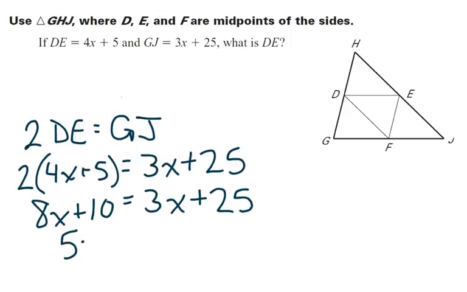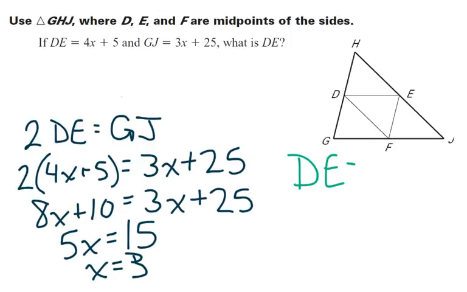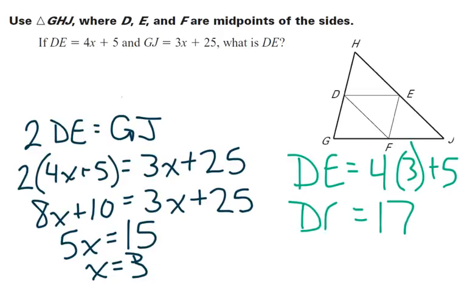Subtract 3x from both sides, subtract 10 from both sides, and then divide by 5, and we get x is, oops, that's a 3 there. So x is 3. Now we can answer the question, how long is DE? So DE is equal to 4 times 3 plus 5. So 12 plus 5 is 17. DE is 17 units long.